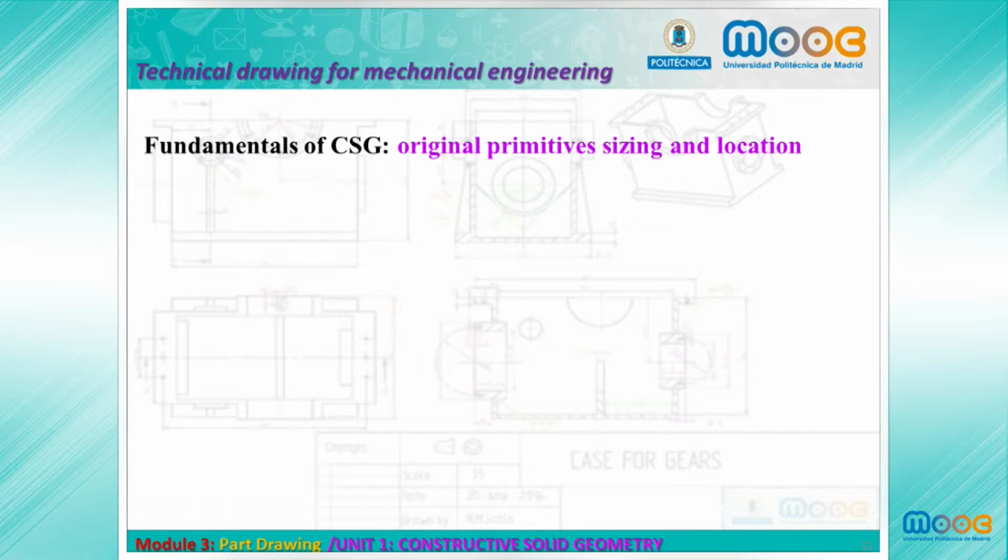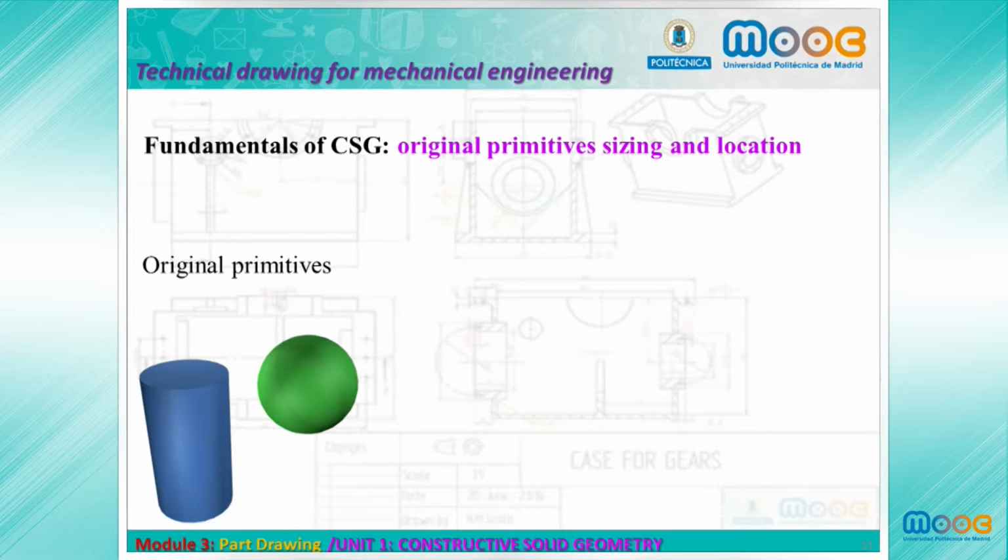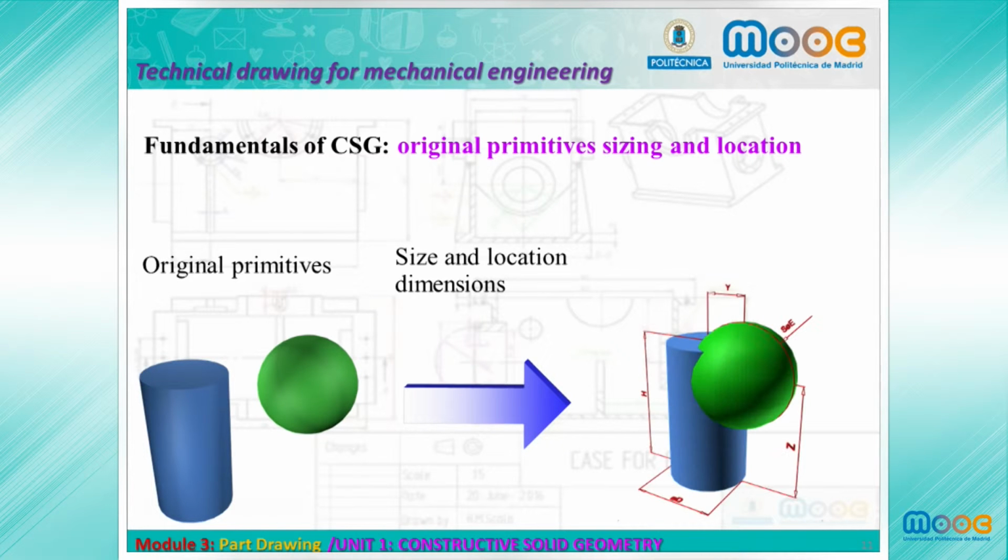Let's now begin with the fundamentals of CSG. Original primitive sizing and location. We initially start from the original primitives, in this case a cylinder and a sphere. We need to establish the size and location dimensions for these primitives to constitute the first step of the analysis.